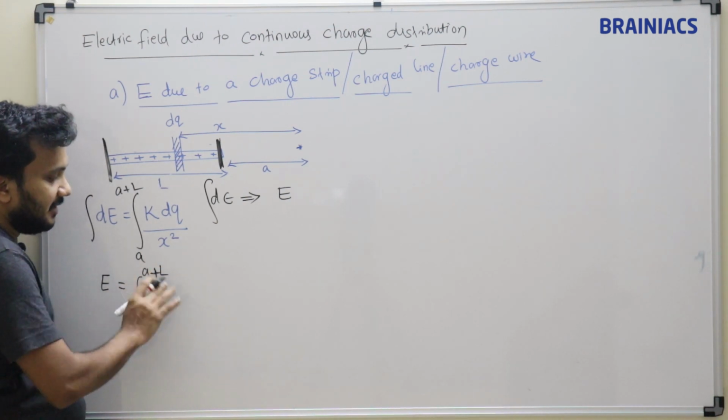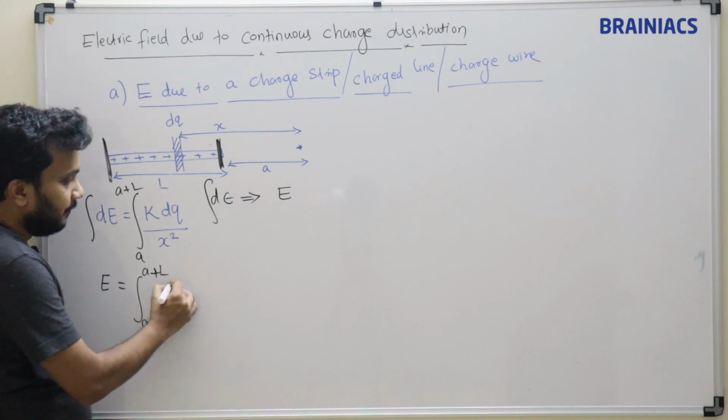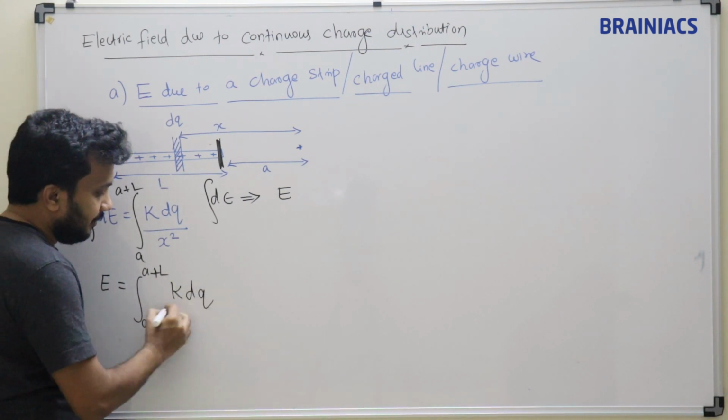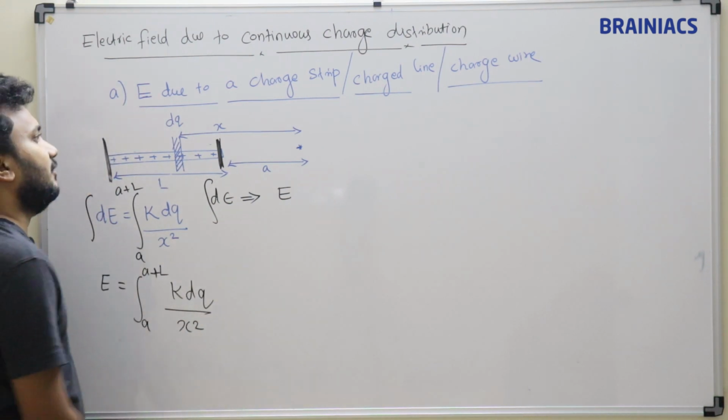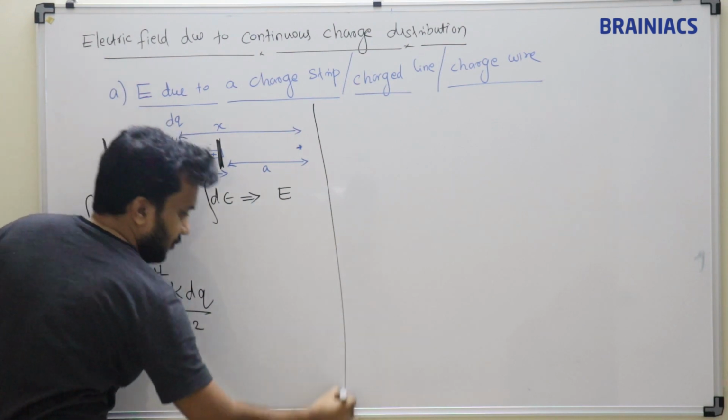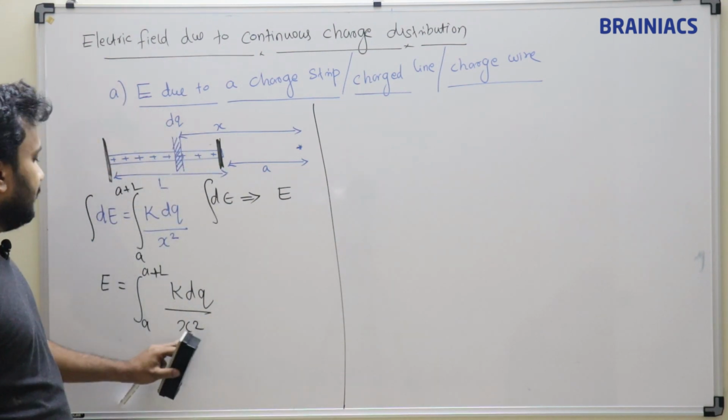Now it's purely mathematics. We are just solving the maths part. K into dq divided by x square. We have to integrate the right side so that our answer will be finished. Okay, so we are here.